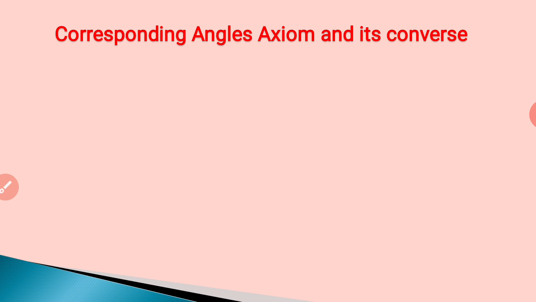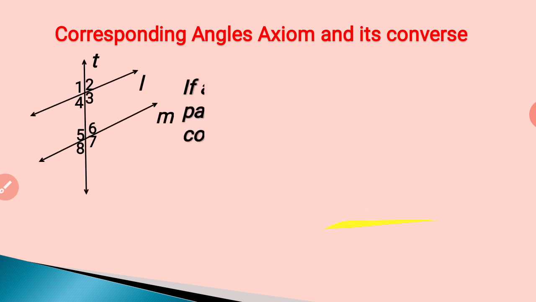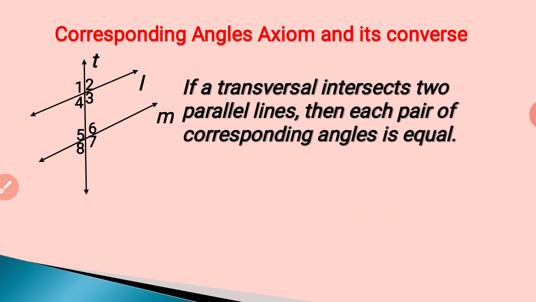Moreover, we are going to study its converse also. Let us see the axiom. The statement is, if a transversal intersects two parallel lines, then each pair of corresponding angles is equal. So, if the lines are told to be parallel, then the corresponding angles will be equal. That is the corresponding angles axiom.